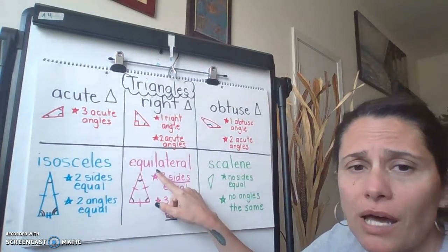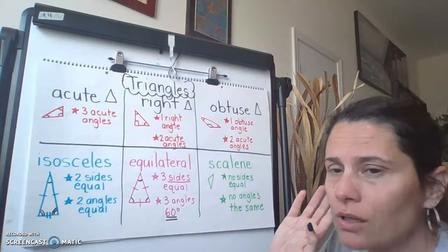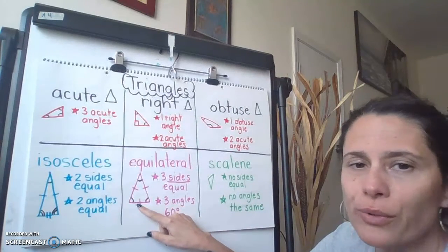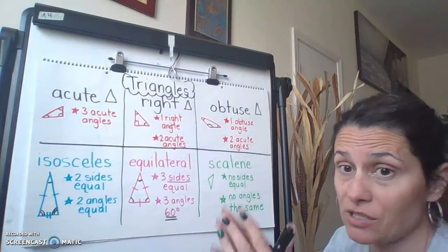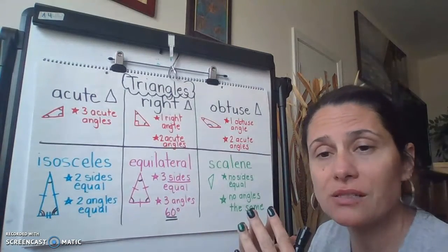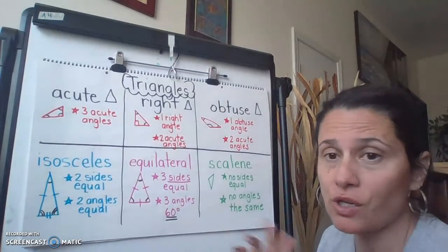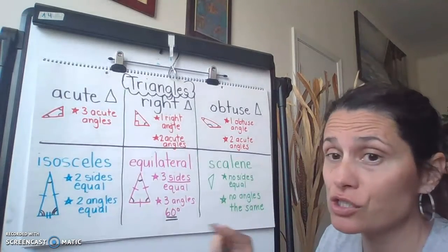Now, equilateral is kind of easy to remember. It sounds like equal. So that one means all 3 sides have to be equal. That means they're the same length. And that means if all 3 sides are the same length, every angle is 60 degrees. You don't have to measure it. It's something that you'll just know.